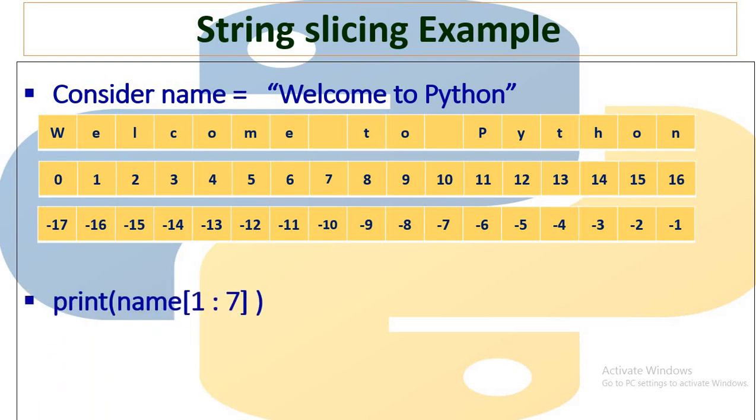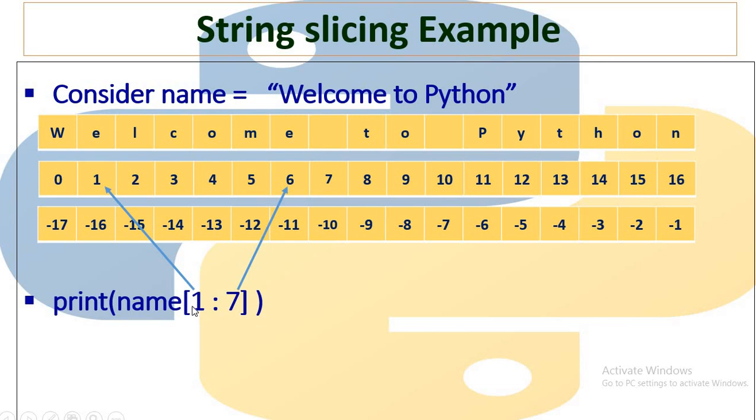So this is an example. Here I am trying to print the string name, and here I mention two values, 1 colon 7. What do these two values mean? Here 1 means the character at index 1, positive index, which is E, and here 7 means it is not the character at index 7, basically it is the character at index 7 minus 1.